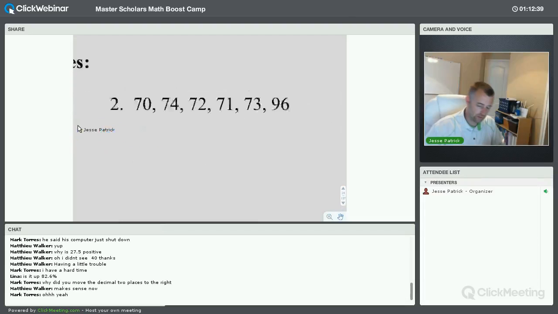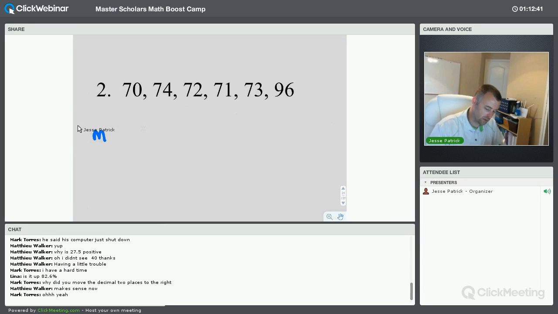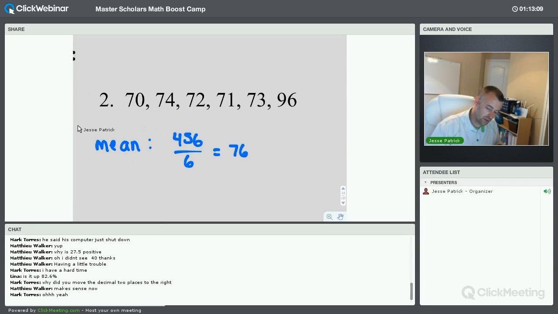Number 2, do the same thing. Doesn't really change, other than the number of things. I guess there's 6 things here, not 7. But here, just add them up. 70 plus 74 plus 72 plus 71 plus 73 plus 96. In this case, if you add everything up, you should get 456. Divide that by the number of things, which is 6. This one probably won't be as pretty, and actually it is, never mind, it's pretty. You get 76.